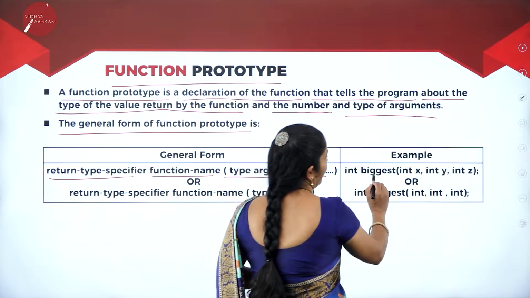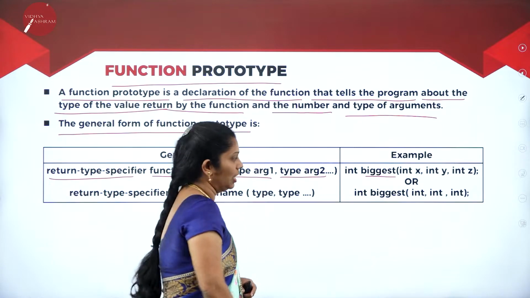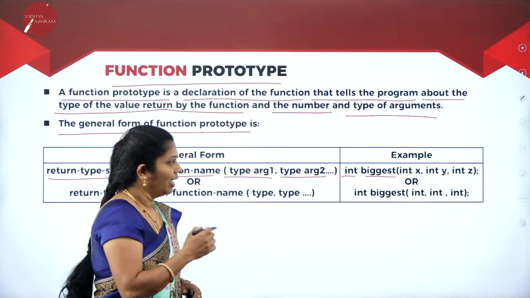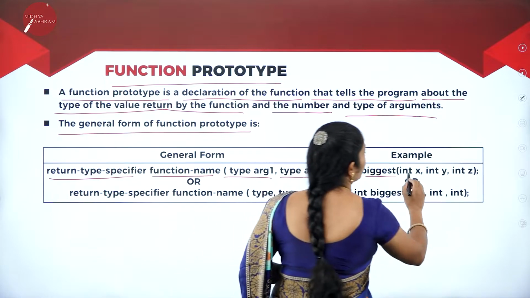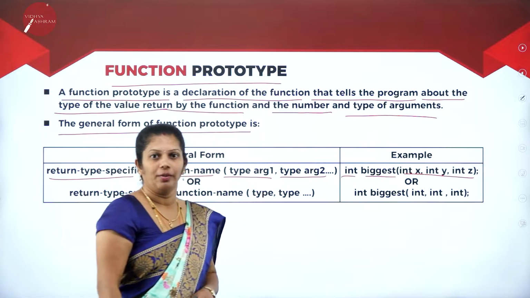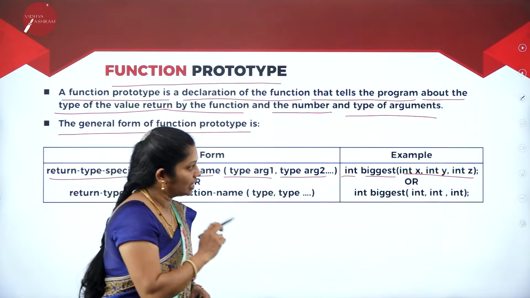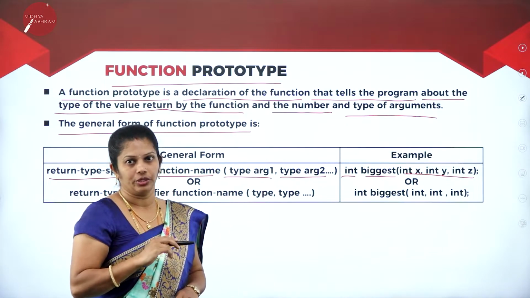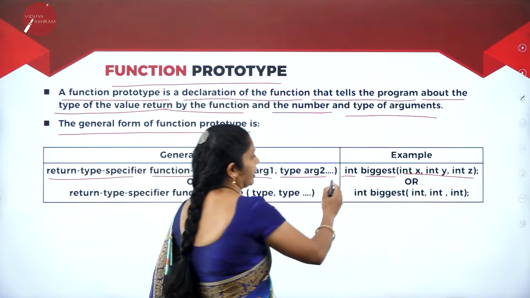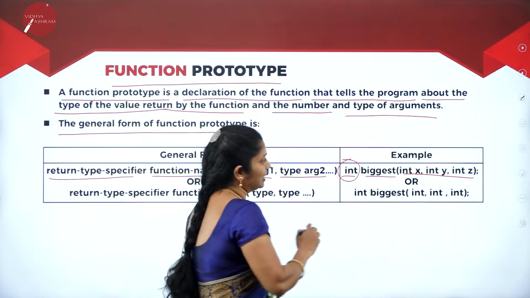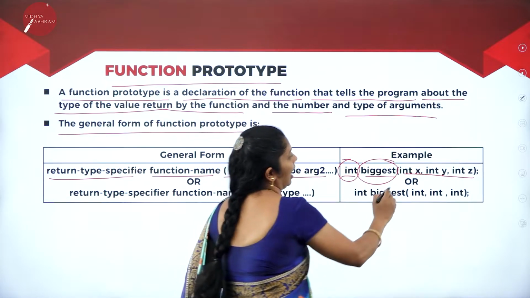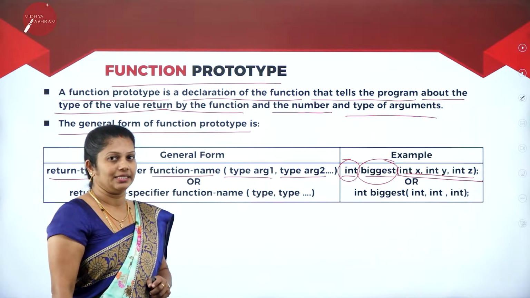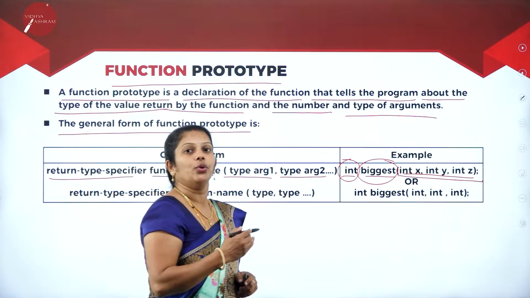For example, int biggest: biggest is the function name, and after calculation it has to generate the result in integer format. Here 3 arguments are there. All the 3 arguments are of type integer only. Which are the arguments? X, Y, Z. It means that here the calculation result return value is integer, the function name is biggest, and the arguments are X, Y, Z, and all the 3 arguments are of type integer. This is nothing but a prototype.